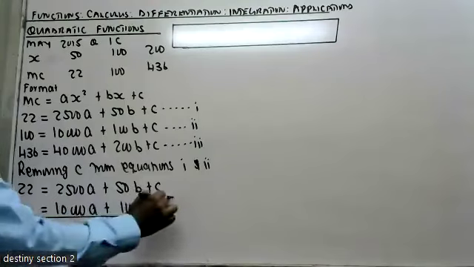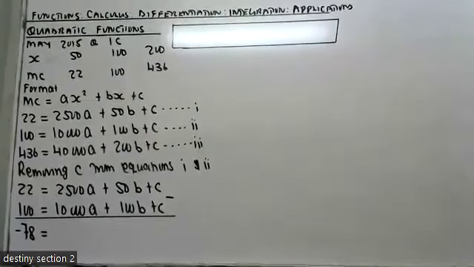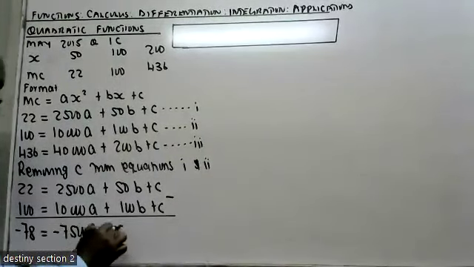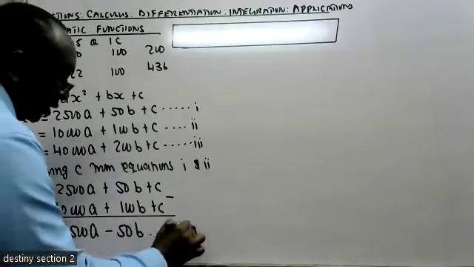So you subtract here. So when you say 22 minus 100, I get minus 78. Yeah, 2500 minus 10,000 is negative 7,500 A. Minus 50B, and this one I call equation number four.